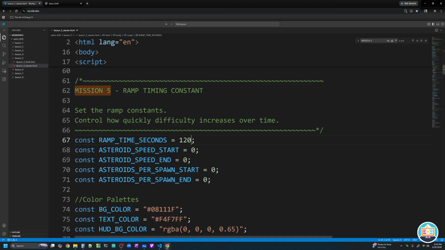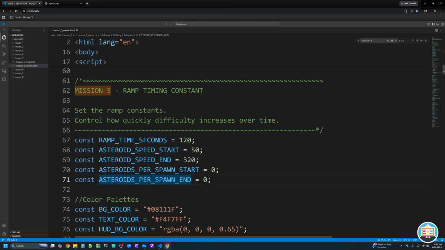Now, what are we scaling in terms of difficulty? Well, I'm going to scale the asteroid's speed. So at the start of our game, our asteroids are going to be moving somewhat slow with a speed of like 50. By the end of the game, they're going to be moving much faster. I'll say 320. All right, so that's something that we're going to scale with our difficulty ramp.